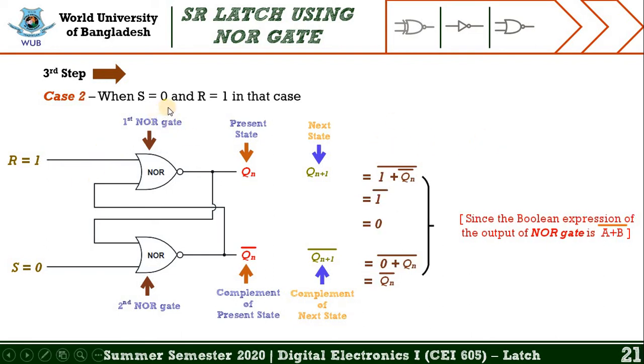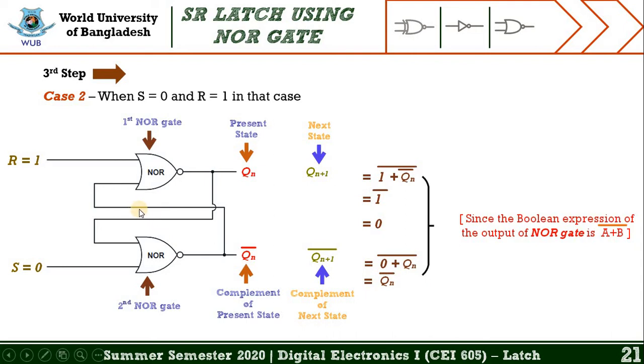So from this slide, we are exploring the second case, which is S equals 0 and R equals 1. If you look at the first NOR gate, or upper NOR gate, you may find there are two inputs. One is R and another one is Qn bar, or you can say the complement of the present state.